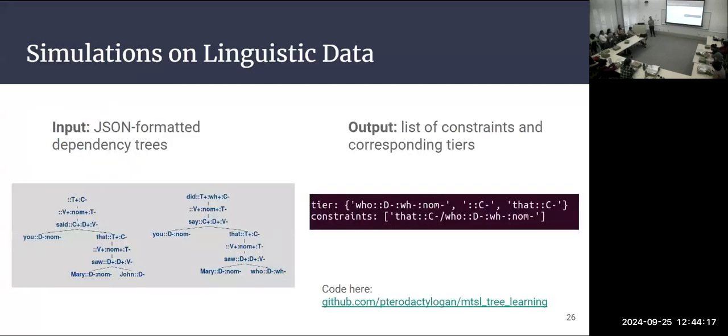So I have constructed a working prototype of this algorithm, and I'm using it to test its behavior on a few actual natural language patterns. The way it works is you give it these JSON formatted dependency trees. These look a little more complicated than what we were just looking at, but they're encoding the same ideas. Then it outputs a list of constraints and the tiers they're associated with. The tiers will look like this, the elements that are banned, and the constraints look like this. They're a little hard to read because of the ASCII symbols, but I'll talk you through it.